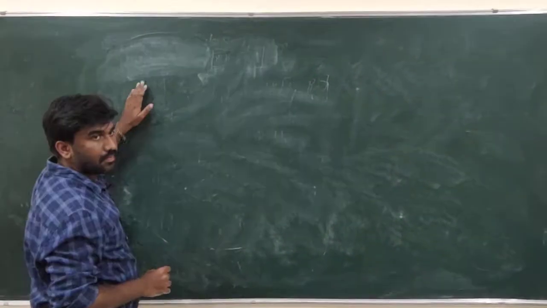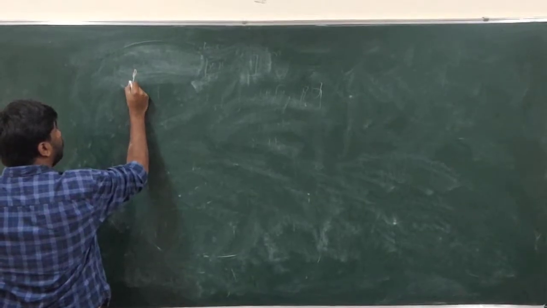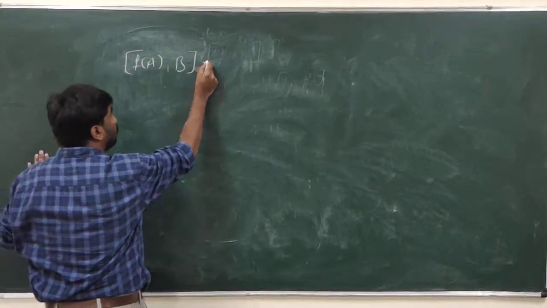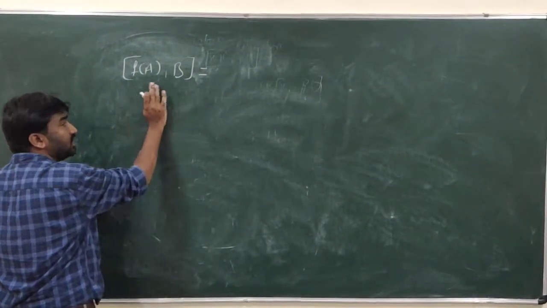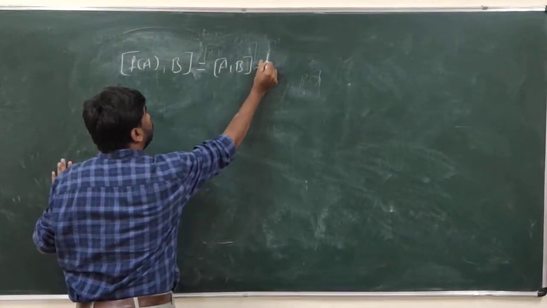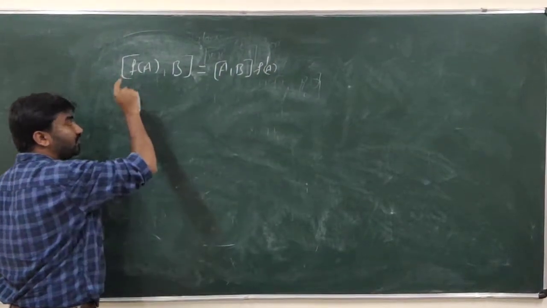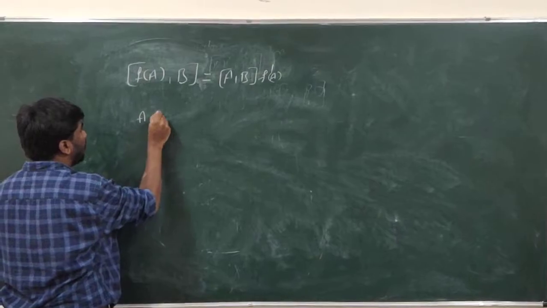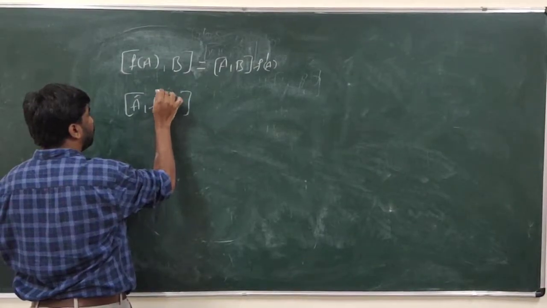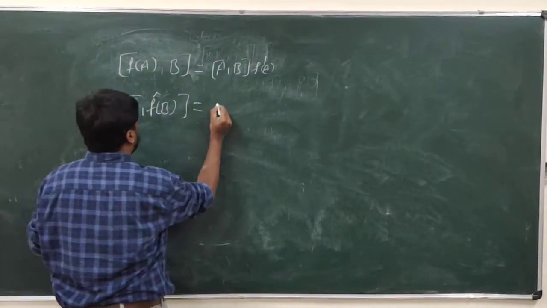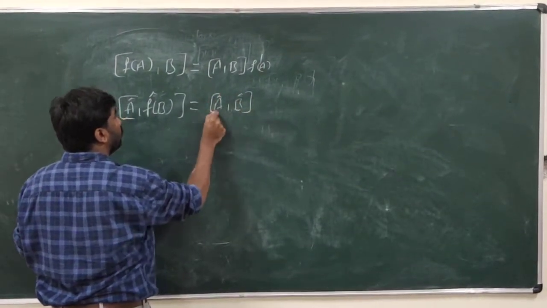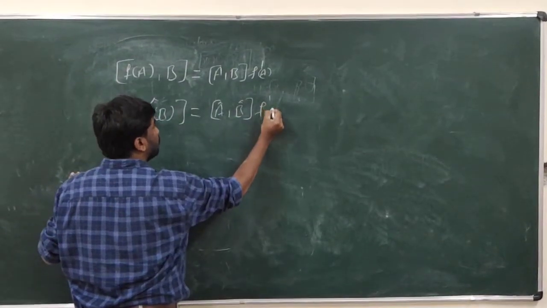Next, if f is a function of a, then we have to write the commutation relation [f(a), b] as [a, b] into f'(a), the differentiation of this function. Similarly, the commutation relation [a, f(b)] we can write as [a, b] into the differentiation of f(b), which gives f'(b).